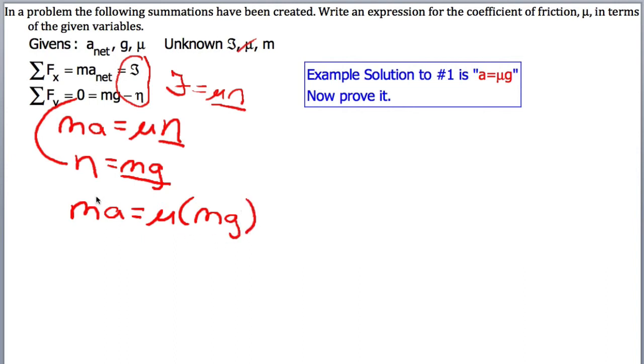Now that I have this, I see that there's an m in every expression. So the m's will divide out, leaving me with the acceleration is equal to mu times g. Whenever you get a system of equations and you have friction and normal force in there, you know that you can use a third equation, the fun equation, and you can use that to tie these two equations together.